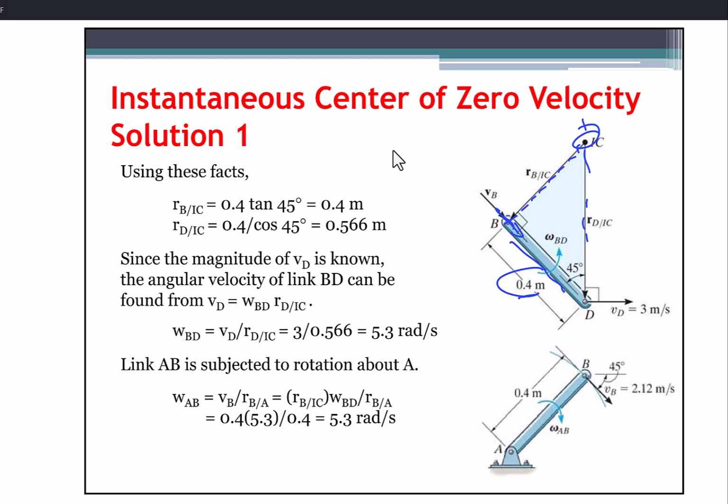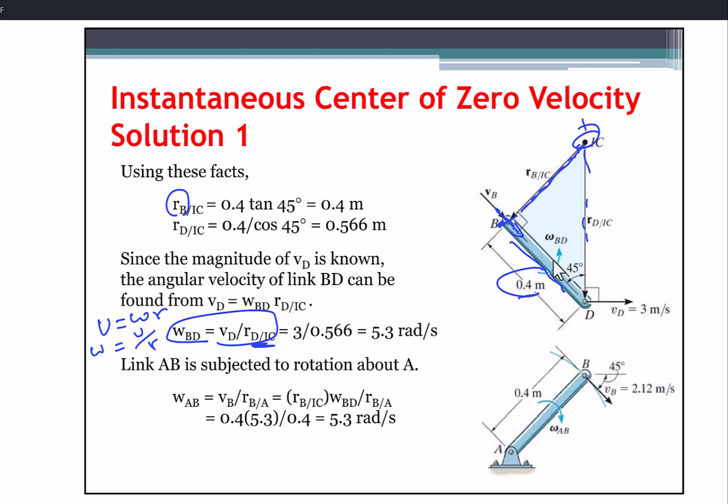V is omega r, but before that we have to determine the R's themselves. So V is equal to omega r, which means omega is equal to V divided by R. But we don't have R yet. What is R? R_B is the distance.